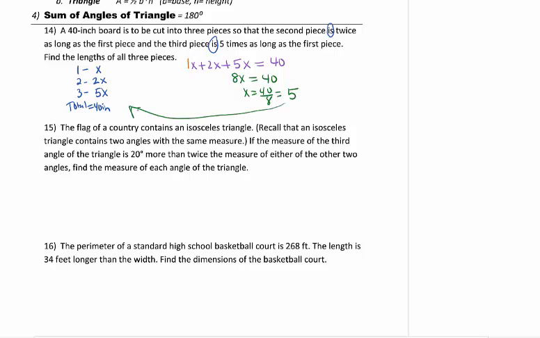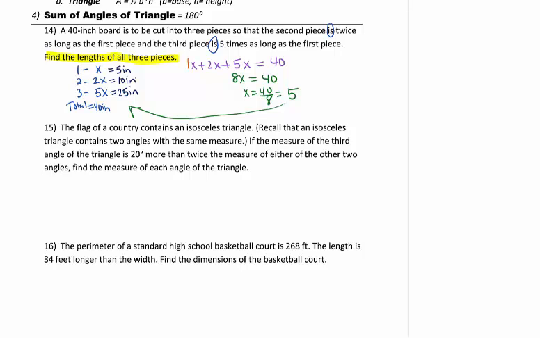By labeling this down, it makes it super easy to see what we just found. My goal for this problem is to find all of the lengths. x is the length of the first, which is 5 inches. Second one is 2 times 5, so that's 10 inches. The third one is 5 times 5, which is 25 inches. Double check, those should add up to 40 inches, which they do. Make sure you're clear on your units as well.